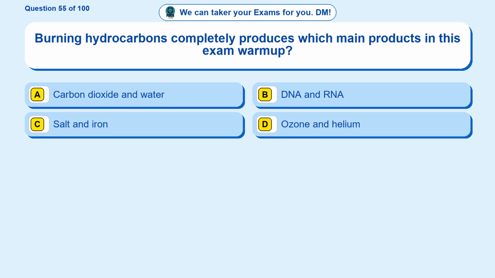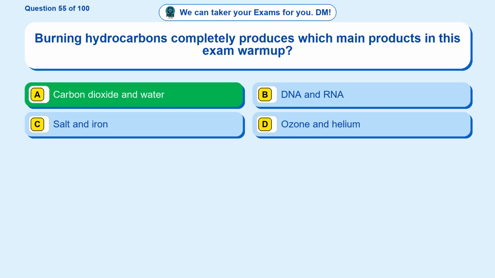Question 55. Burning hydrocarbons completely produces which main products in this exam warm-up? Option A, carbon dioxide and water. Option B, DNA and RNA. Option C, salt and iron. Option D, ozone and helium. The correct answer is option A.